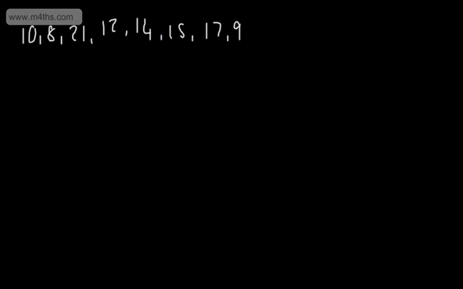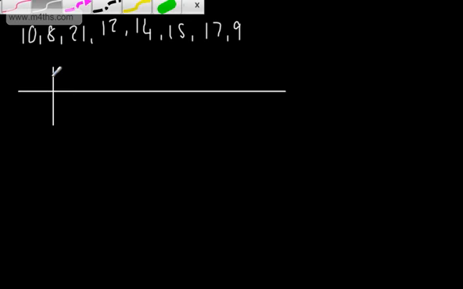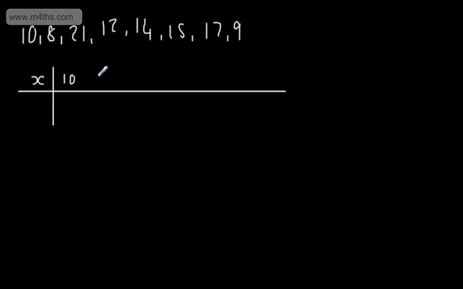Now, often it's easier, especially if we're working with group data or frequency tables, to actually put this up. You certainly don't have to, but often just putting this into a table is going to help. So what we're going to have is x. We will have 10, 8, 21, 12, 14, 15, 17, and 9.